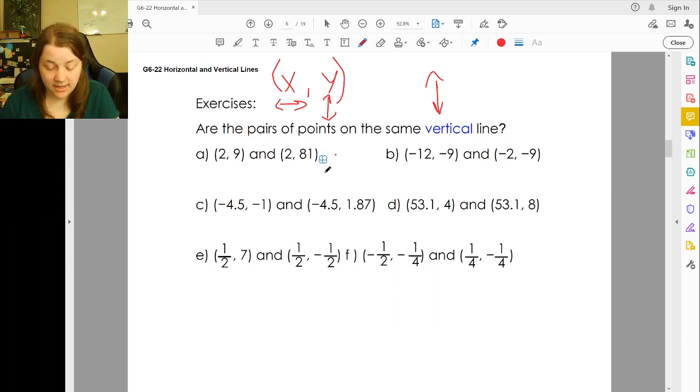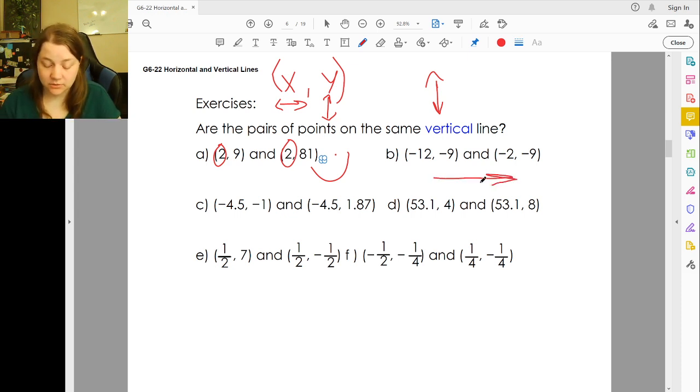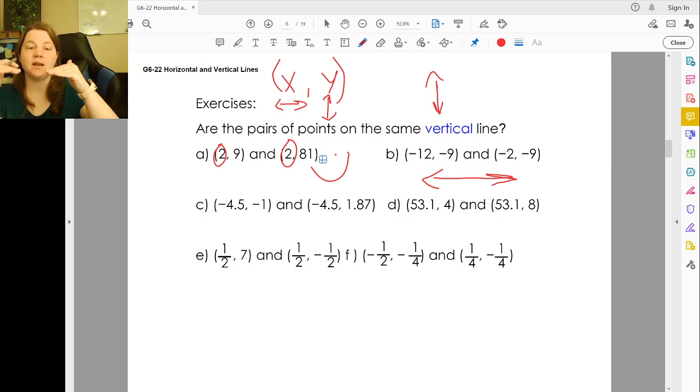So for letter A, yes, these are going to be on the same vertical line. Letter B, well, because A had 2 and 2, I'm sorry, I didn't make that clear. In letter B, we have negative 12, negative 9, negative 2, negative 9. These are going to be on the same horizontal line because they're both going to fall negative 9, and they're going to be somewhere along that line right there.